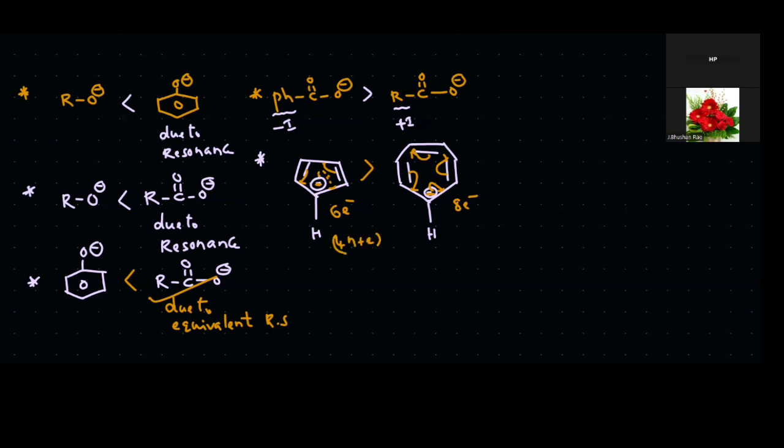pi electron system. But 8 electrons means it follows the 4n pi electron system. 4n pi electron system means it is an anti-aromatic compound. This one is an aromatic compound. Which one is always more stable? Aromatic is always more stable than anti-aromatic. So that's why, of the above compounds, the first one is more stable than the second one. Next, another molecule.